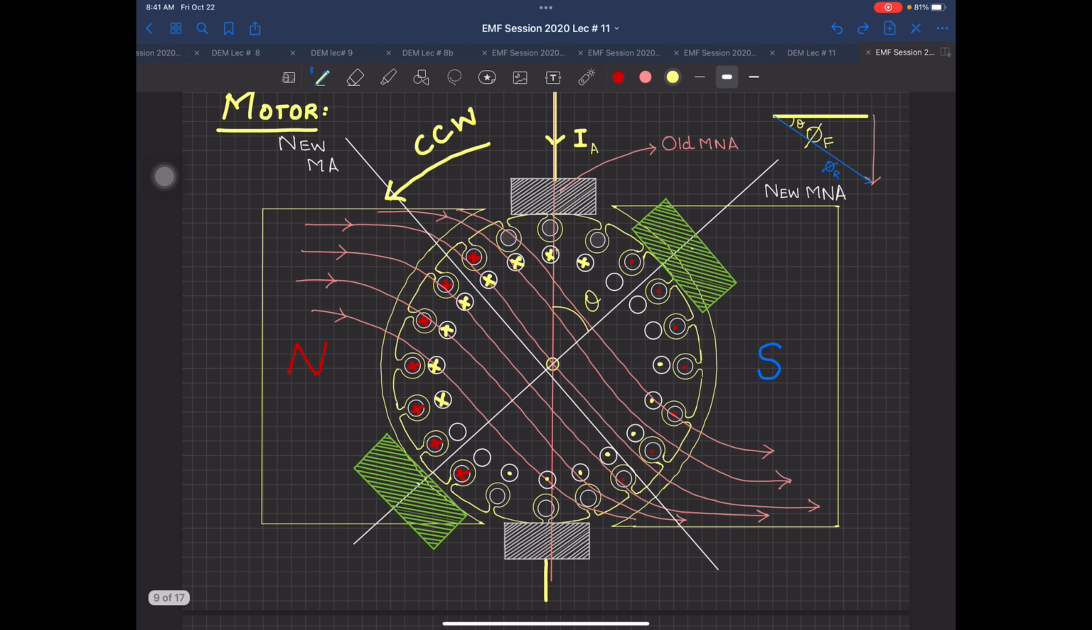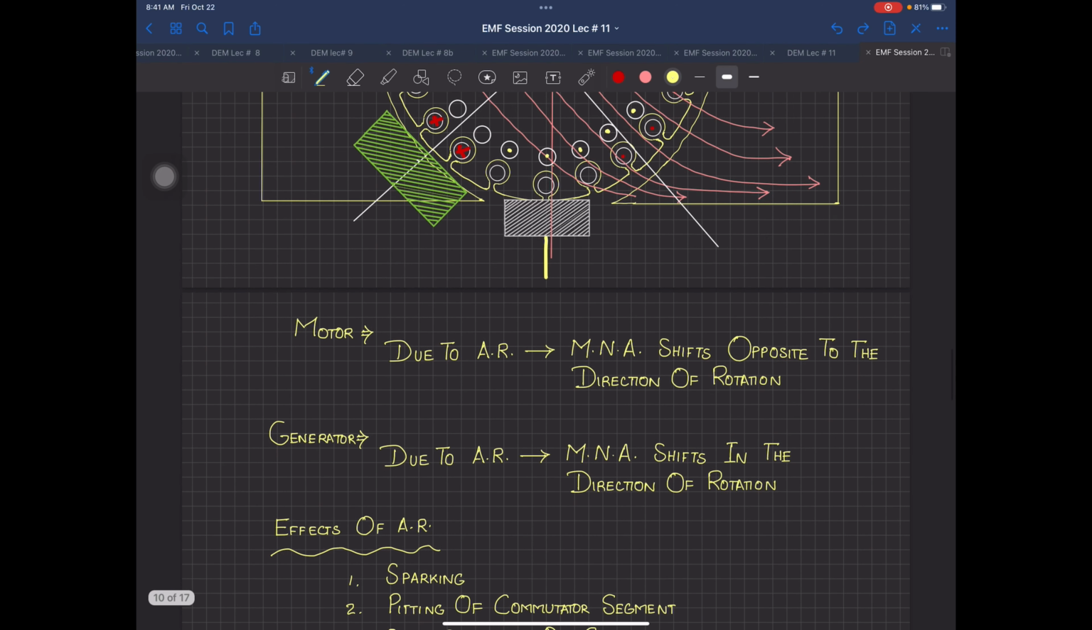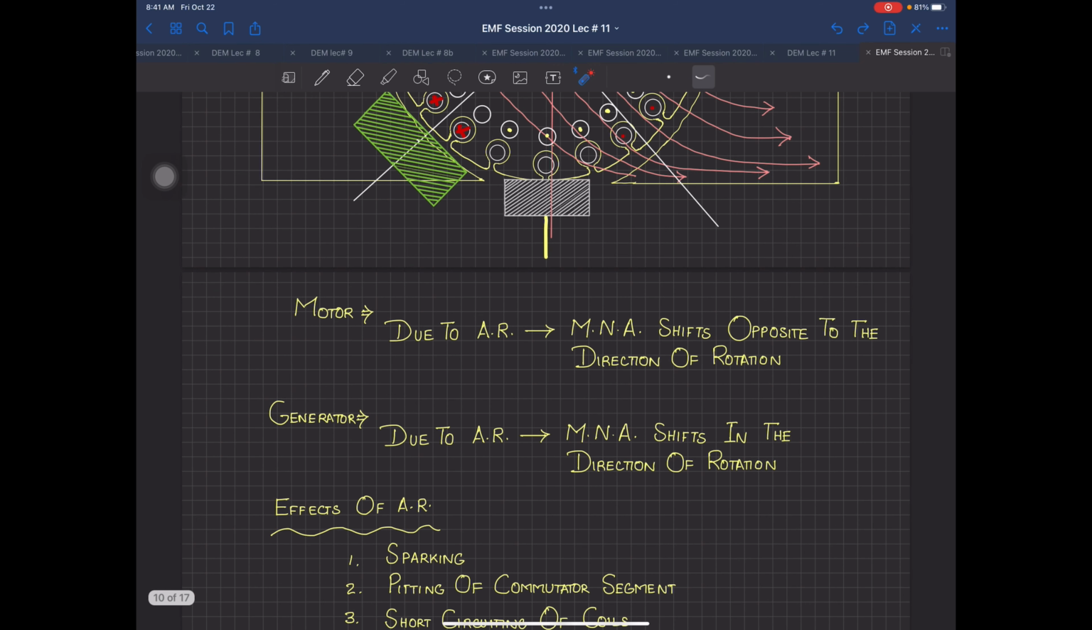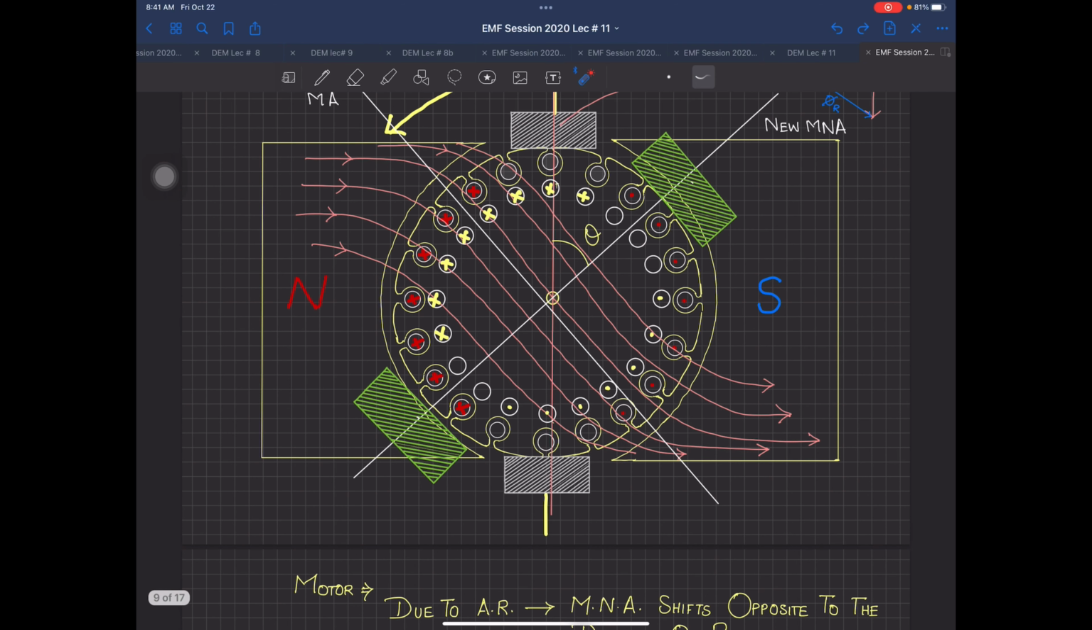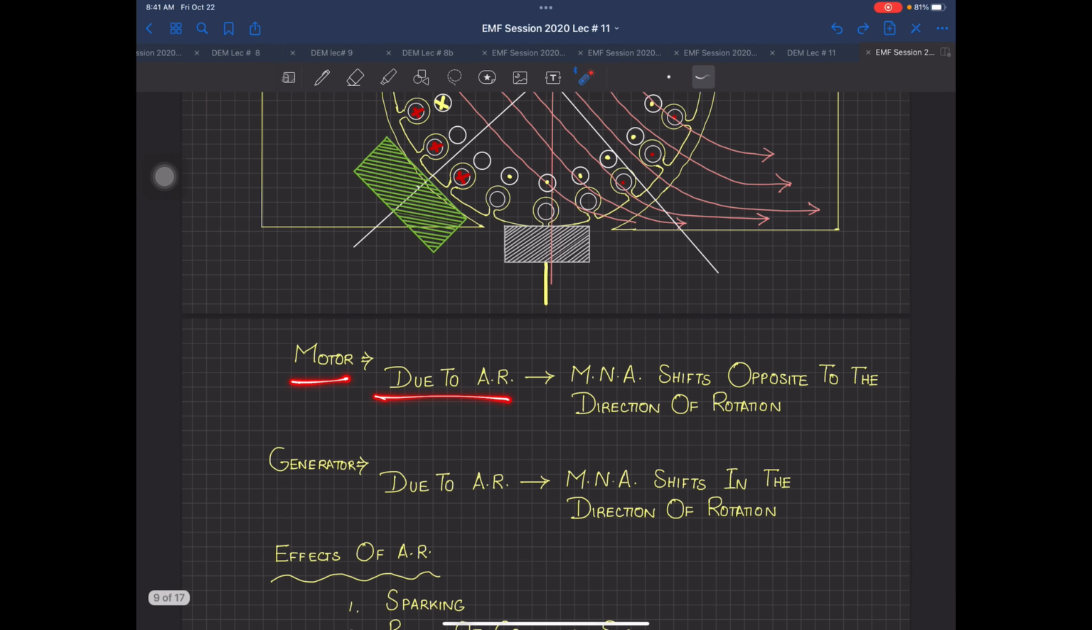So this is the motor counterclockwise, and these are the motor over here. Now if you see very closely over there, in a motor, due to armature reaction, the magnetic neutral axis shifts opposite to the direction of rotation. As I just told you in this diagram, this was moving in counterclockwise, and the shifting took place in the clockwise direction. And if it was clockwise, the shifting took place in the counterclockwise. So the rule is this, that when you have a motor, the armature reaction shifts the MNA, that is the magnetic neutral axis, opposite to the direction of rotation.